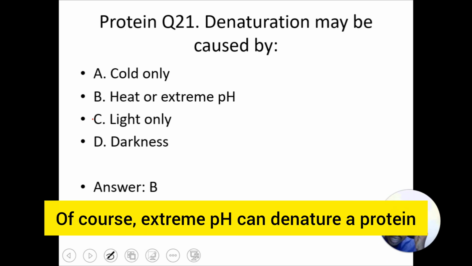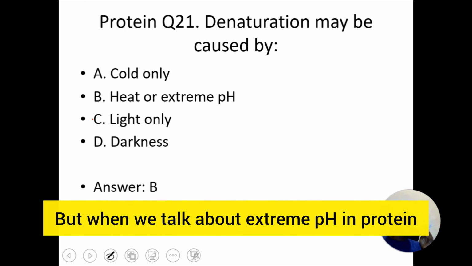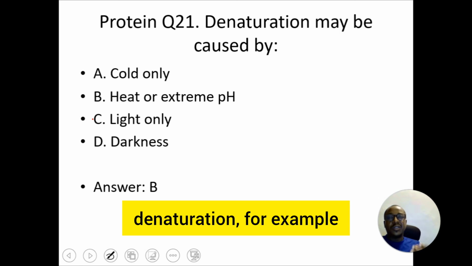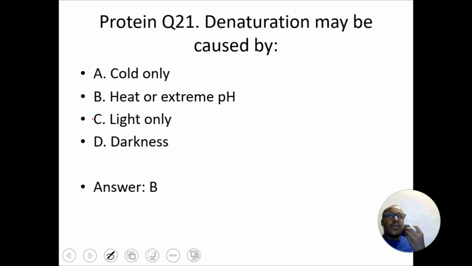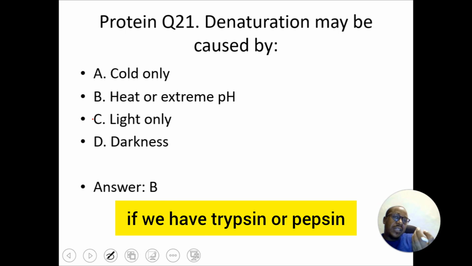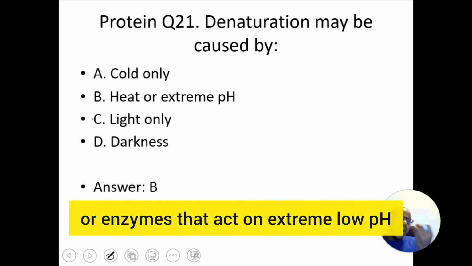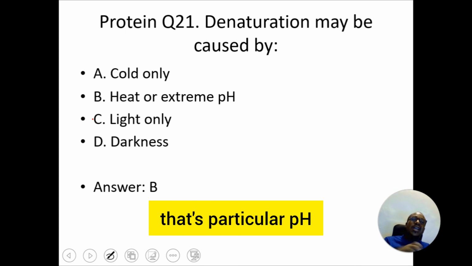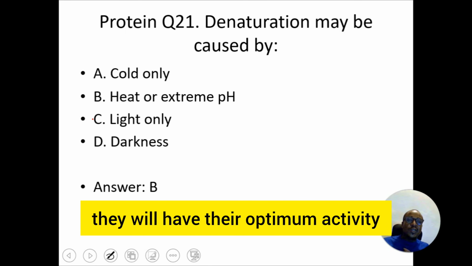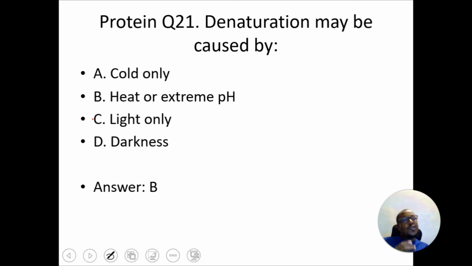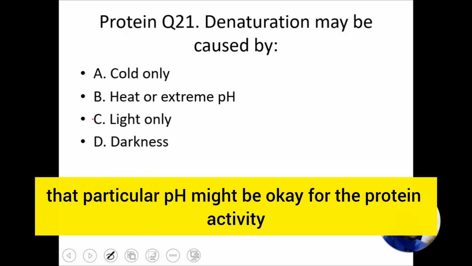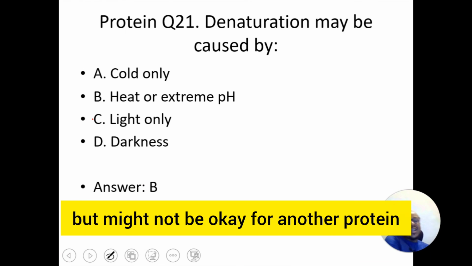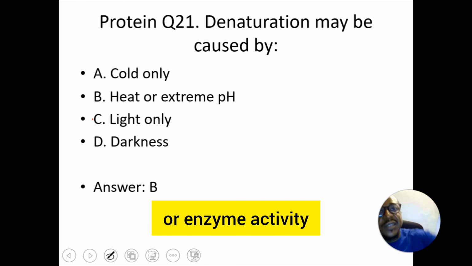Of course, extreme pH can denature a protein. But when we talk about extreme pH in protein denaturation, for example, trypsin or pepsin are proteins or enzymes that act at extreme low pH, like 1 to 2. That particular pH is where they will have their optimum activity. Every protein has its own optimum activity. For one protein, that particular pH might be okay for activity, but might not be okay for another protein or enzyme.